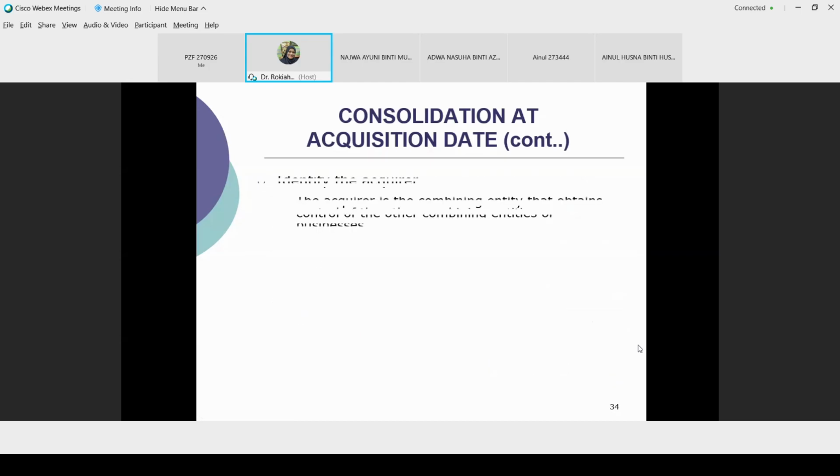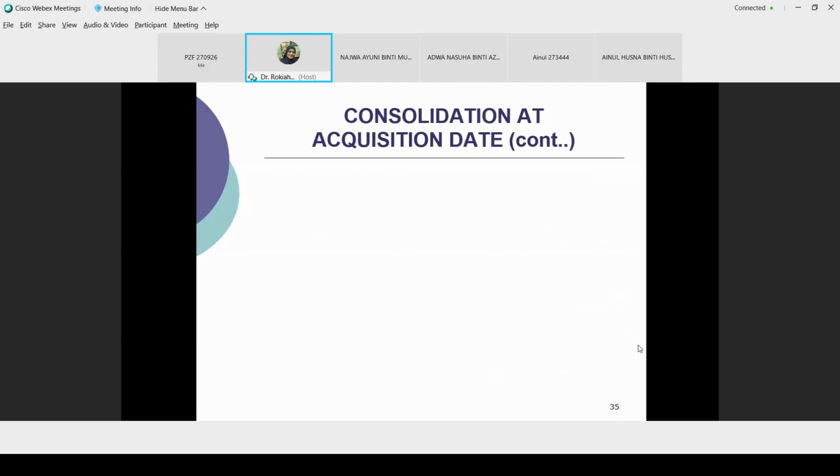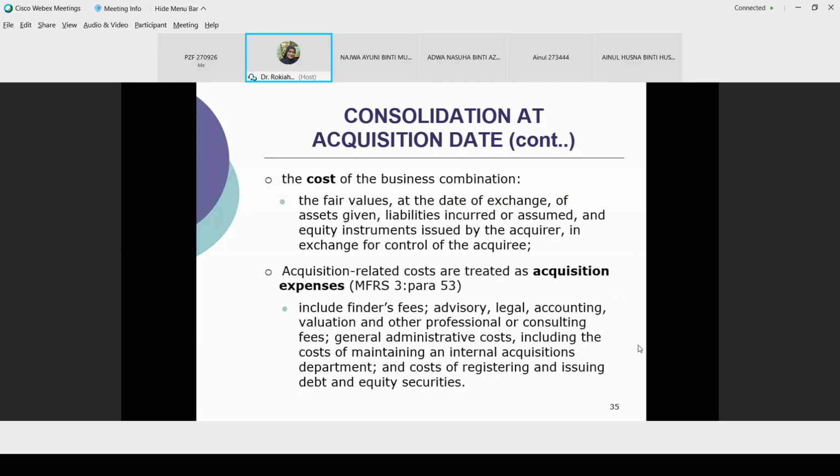I'm not going to discuss the details of the four steps; we have already done that. Just focus on this one, which is about the acquisition expense. If there is any cost incurred during the acquisition process, we treat that cost as an acquisition expense. If it is paid, you credit cash. If it is not yet paid, you credit a payable.